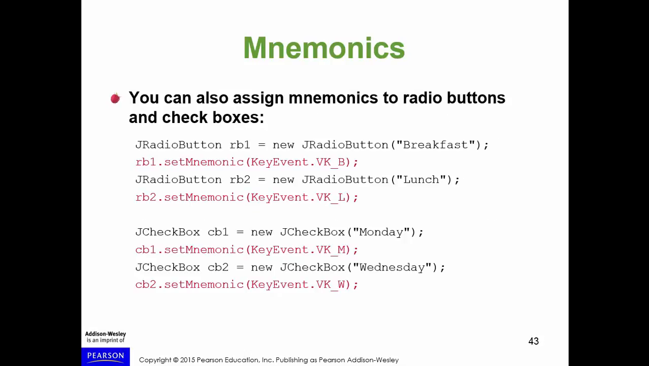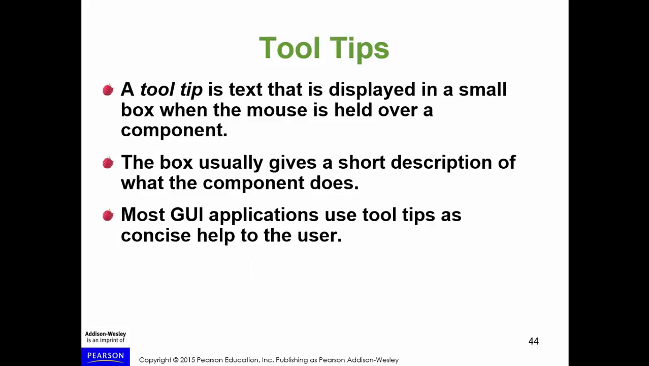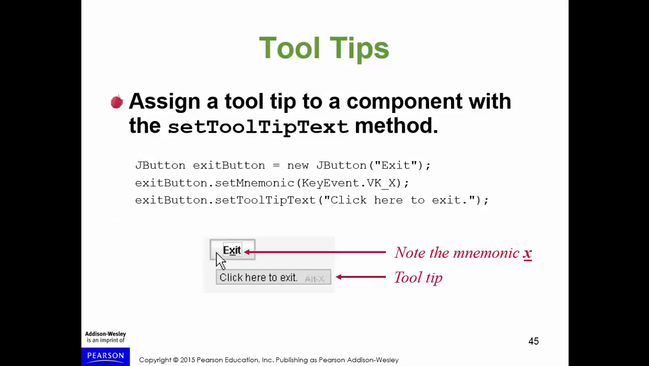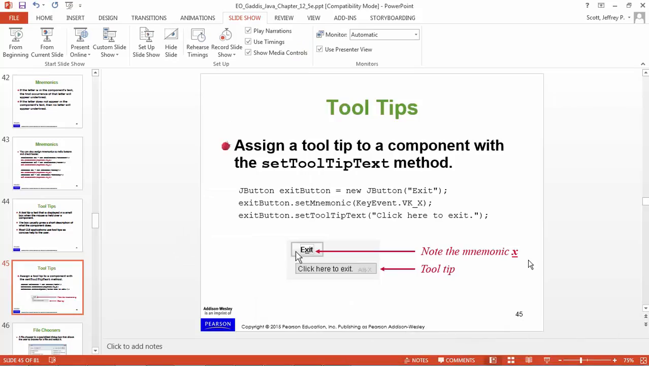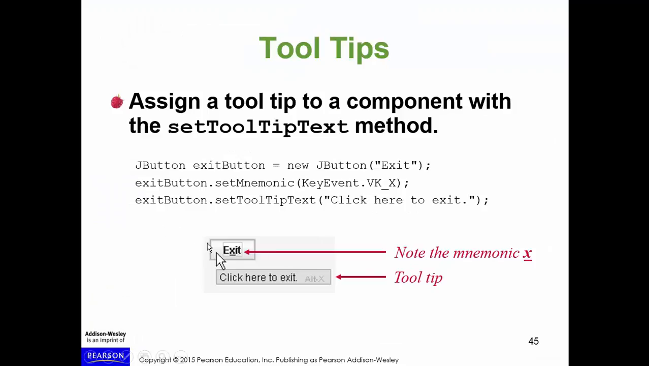You can also assign mnemonics to radio buttons and checkboxes, and you can see those. All right. And in the book, they show the actual examples. You can also set up tooltips. All right. What you see on this slide right here is a combination of both a mnemonic, the X underneath the word exit, and a tooltip. The big thing to worry about with these things is you can't go too nuts. In other words, you can have a tooltip for everything and a mnemonic for everything, and then it gets very hard. Your screen almost gets too hard to read.